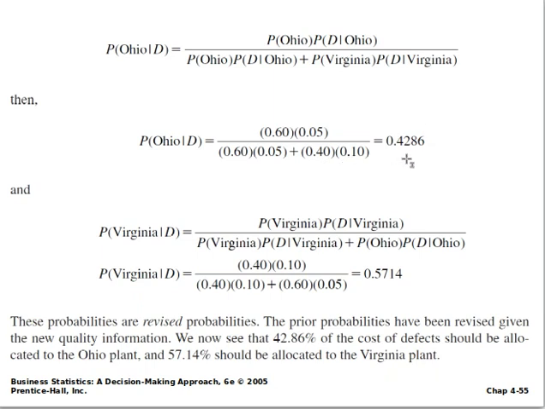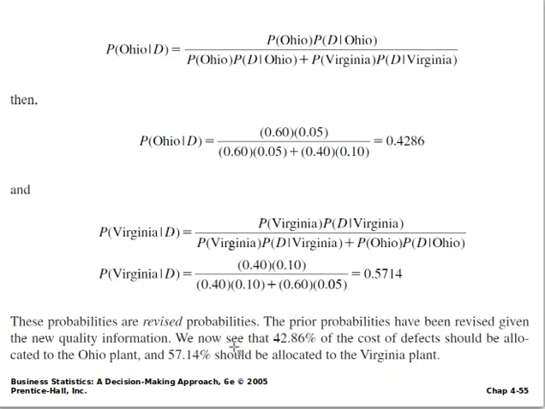The result is 0.4286 for Ohio, and for Virginia it's 0.5714, or 57.14% from Virginia, damage from Virginia, and 42.86% from Ohio.